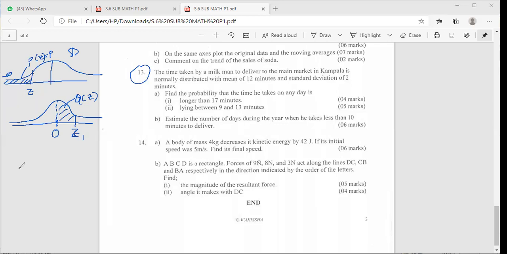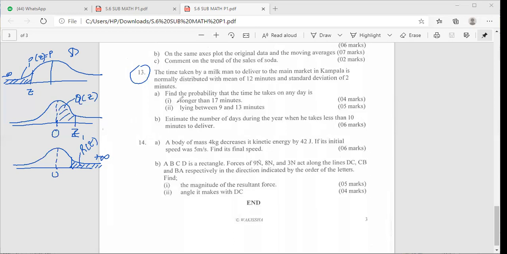Then lastly, you have R. R reads from where you are up to positive infinity. So anything beyond where you are is R. So this is R of Z. So having witnessed that, because you don't have tables, we are going to use calculators. And when you use a calculator, the answer you write calc. When you use a table, you write tab in brackets.